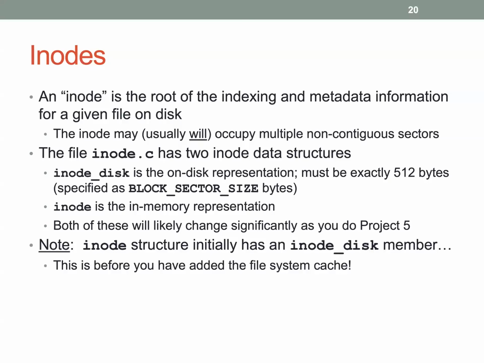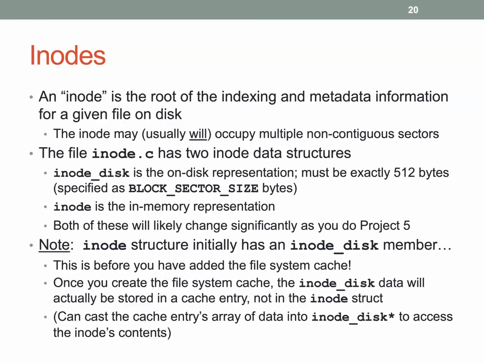Okay, so the inode structure initially has an inode disk member, but this is before you add the file system cache. And I want to mention this because once you have the file system cache, that inode disk really should no longer reside in the inode. The inode disk should be kept in the file system cache, but that means it's just going to be a block of 512 bytes. And so you will look up against the cache and get the cache entry, probably locked or pinned or something like that, so that you can work with it temporarily while you do your read or your write. You'll use the ReadWrite Lock for that kind of a thing.